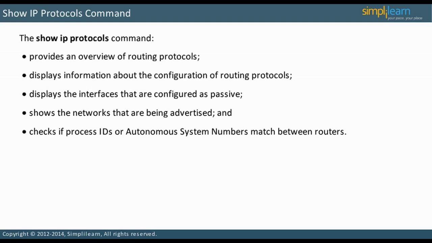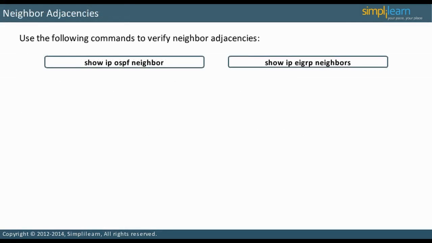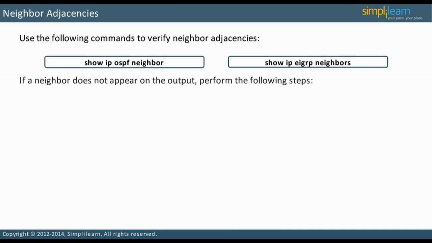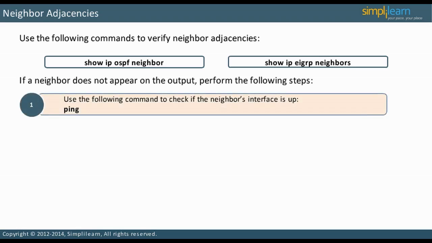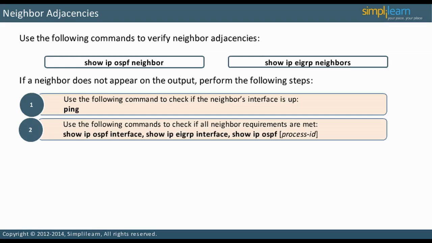In the following slide, let us look into troubleshooting neighbor adjacencies. Both OSPF and EIGRP have commands to list neighbors. Note that the OSPF command uses the singular term neighbor, while the EIGRP command uses the plural of the word neighbor. If a neighbor does not appear on the output, use the ping command to check if the neighbor's interface is up. Also, examine if all neighbor requirements are met.